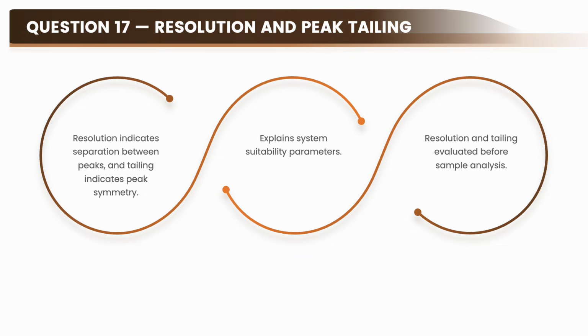Tailing refers to asymmetry of a peak, which can affect accuracy and reproducibility. These parameters are part of system suitability and must be checked before sample analysis. This answer will show your awareness of method performance, not just operational techniques.